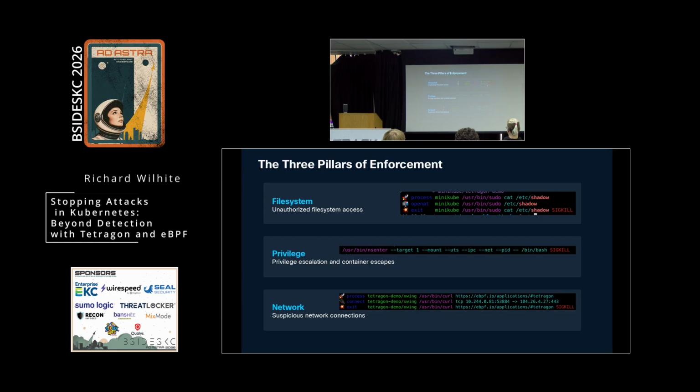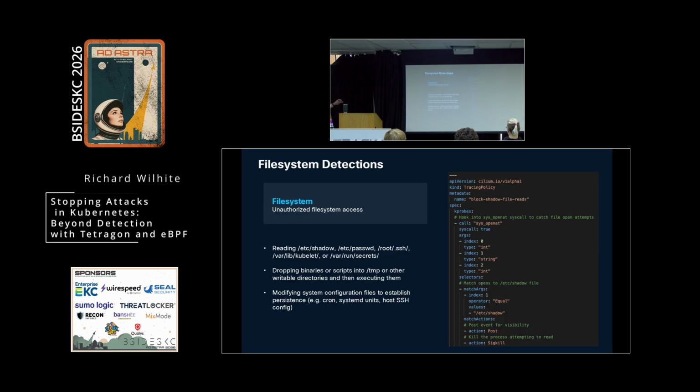So while Tetragon does a lot of things, in a day-to-day, when we're running Tetragon, what we end up doing is focusing on three areas: unauthorized file system access, privilege escalation, and suspicious network connections. When we talk about unauthorized file system access, these are things like reading /etc/shadow or /etc/passwd on the Kubernetes nodes, dropping binaries or scripts into /tmp. I don't know if anybody had to work on a Trivy incident here lately, but it might sound familiar. Or modifying system configuration files to establish persistence.